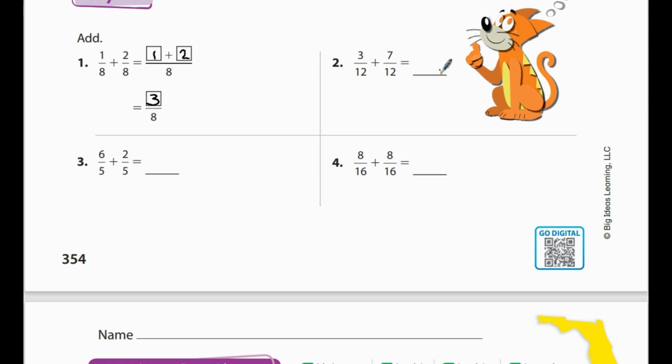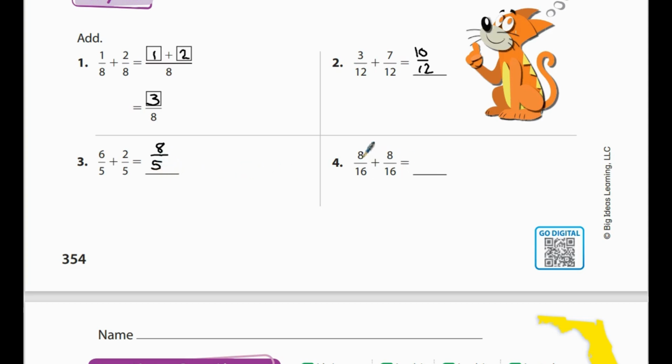For question 2, see exactly what I told you, that this is a continuation of what we had done earlier. For question 2, the same thing. I'm going to add 3 plus 7, which is 10, and I keep my 12: 10/12. For number 3, I'm going to add 6 plus 2, which is 8, over, I keep my 5.